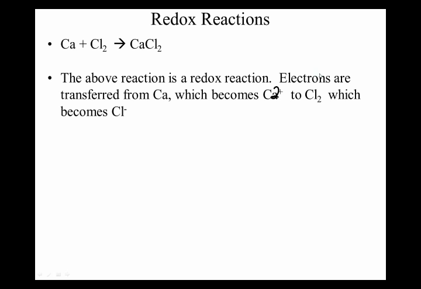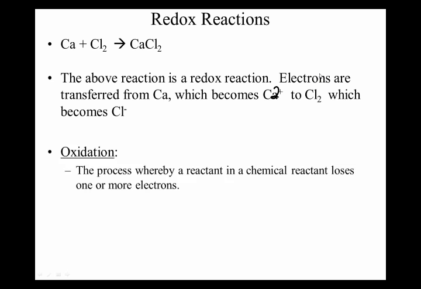We have these two terms that I've mentioned. Redox is made up of two words. It's from reduction and oxidation. These two words mean something specific. Oxidation is the process where a reactant loses one or more electrons. So oxidation is loss of electrons. Calcium is being oxidized. Calcium is losing electrons. It's going from calcium to calcium 2+. The plus is the charge. You get a positive charge when you lose electrons.